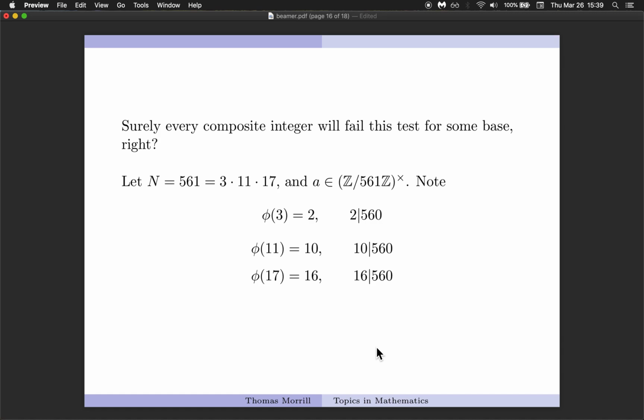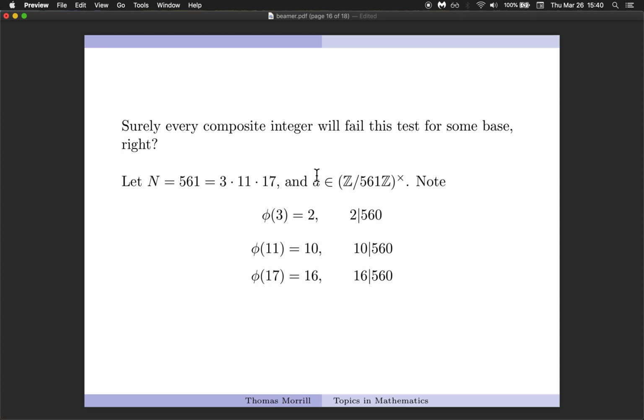Here is an example. I'm going to pick my own integer, capital N. I'll tell you for free what the factorization is. N is 561. And 561 factors as 3 times 11 times 17. Cool. And let's say that I want to check it to the base A. Is 561 a base A pseudoprime? Dunno. Do I get 1?